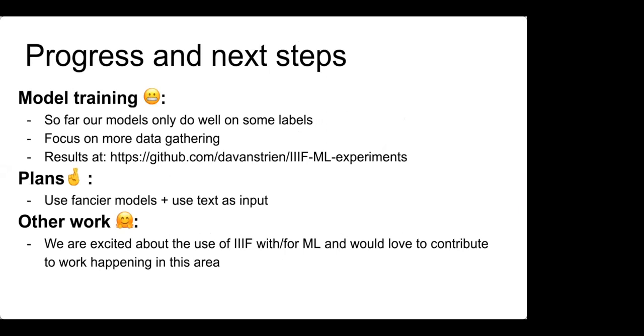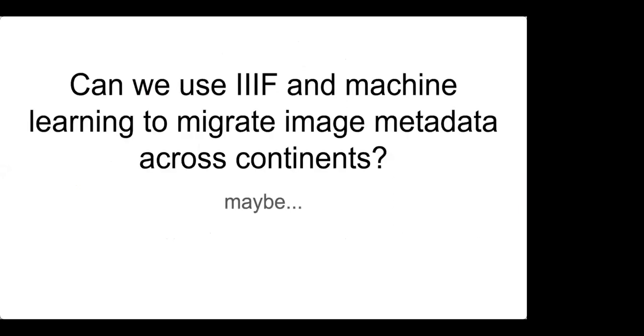And briefly on our progress, so far models only do well on some labels, and we're focusing on getting more data, but you can see a fuller review of our results at this GitHub repository. And we're continuing to work on this work, and we'll be very keen to collaborate with others. So shortly, returning to our question of whether we can use machine learning to migrate images across continents, at the moment it's a maybe.